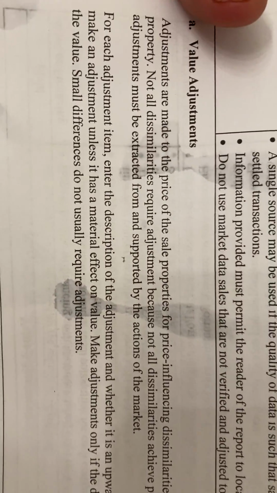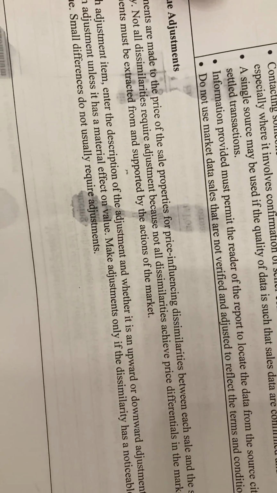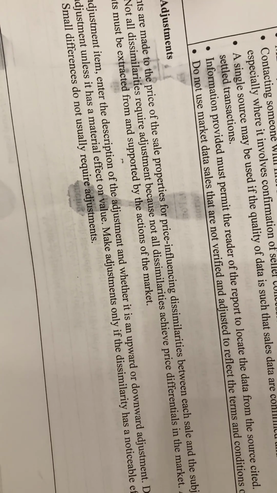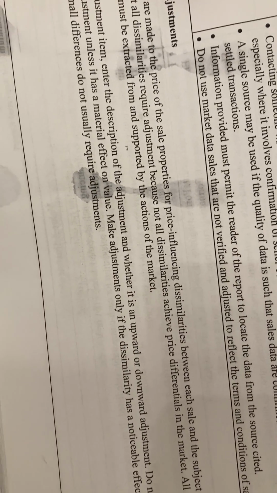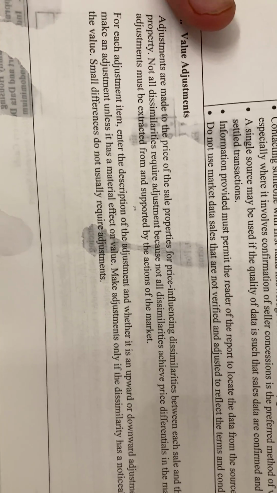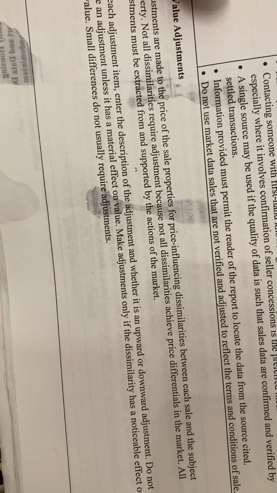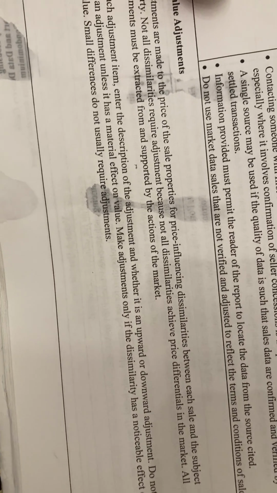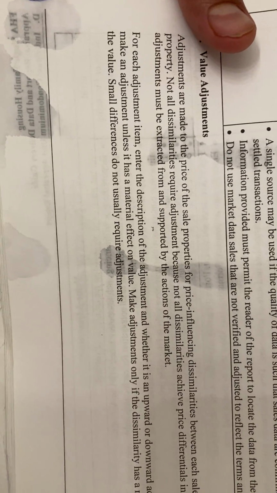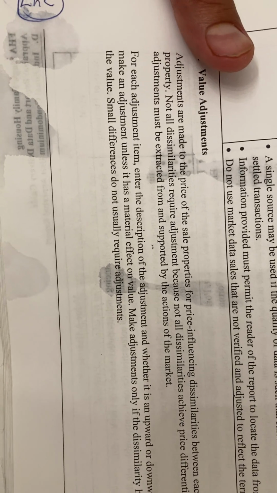A. Value adjustments. Adjustments are made to the price of the sale properties for price influencing dissimilarities between each sale and the subject property. Not all dissimilarities require adjustment because not all dissimilarities achieve price differentials in the market. All adjustments must be extracted from and supported by the actions of the market.